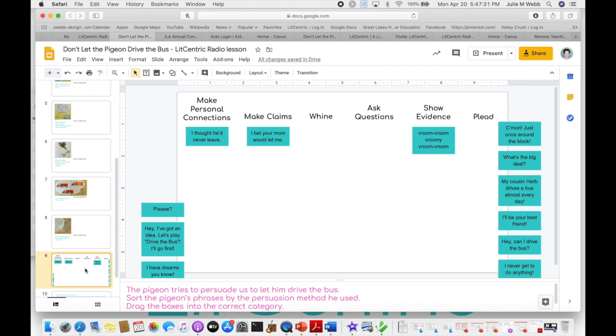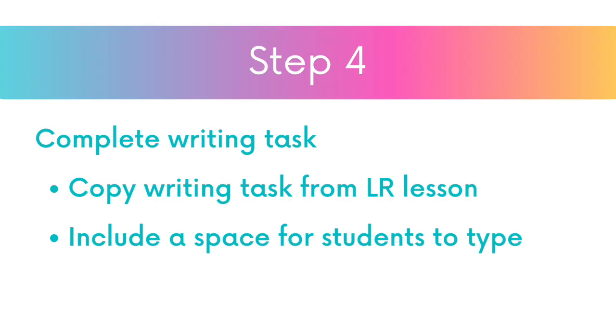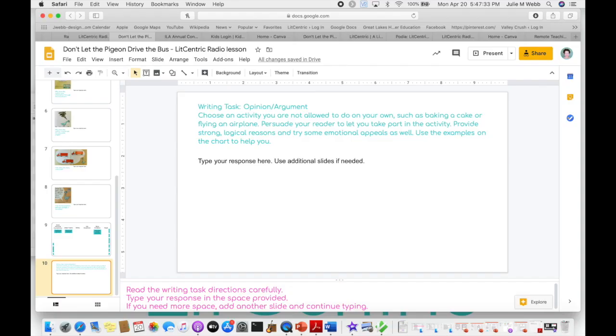Finally, our last step is for students to complete the writing task. Now, we can actually copy the writing task directly from the LitCentric Radio lesson and create it on a slide and include space for students to actually type their response. So this one's actually the easiest to create. So here you can see in aqua across the top, this is the writing task from this lesson. I didn't make any adjustments to it, I just cut and pasted there.